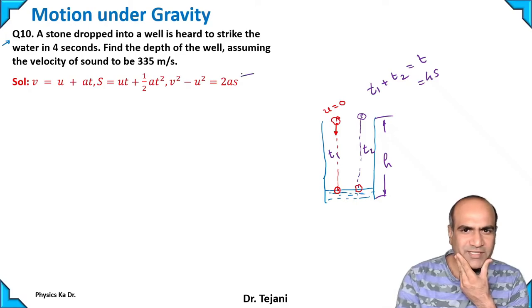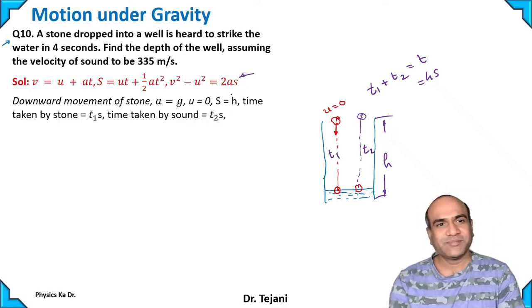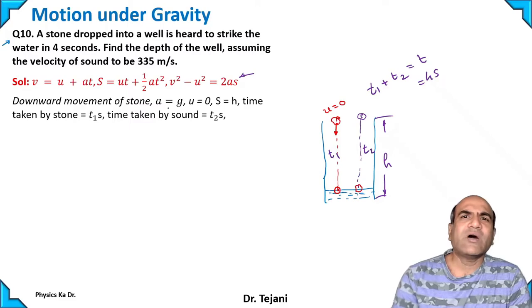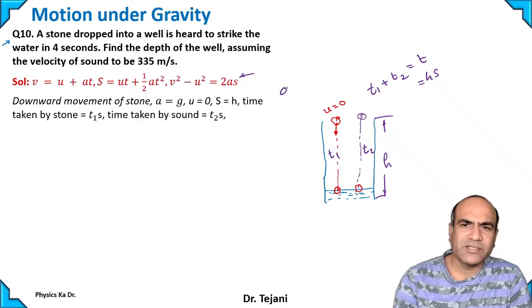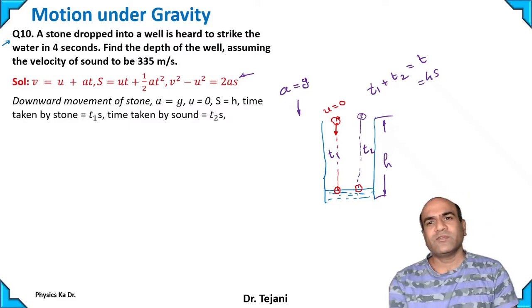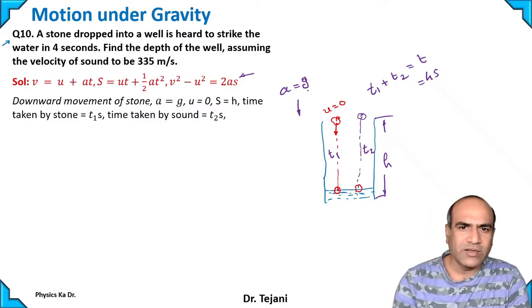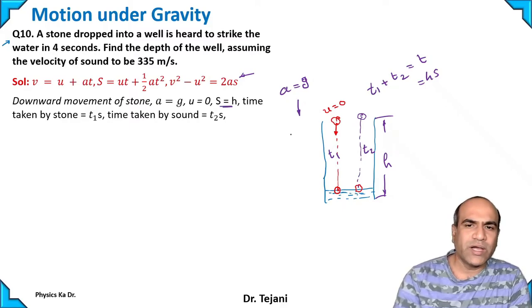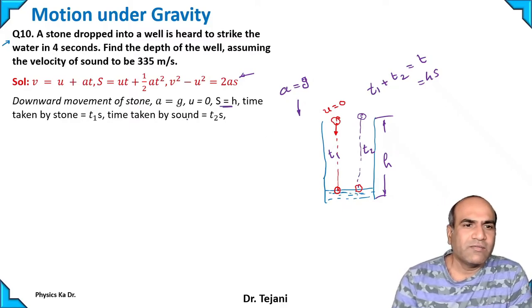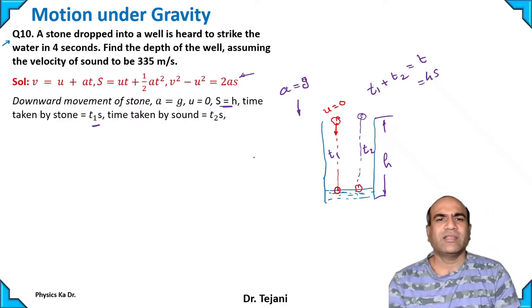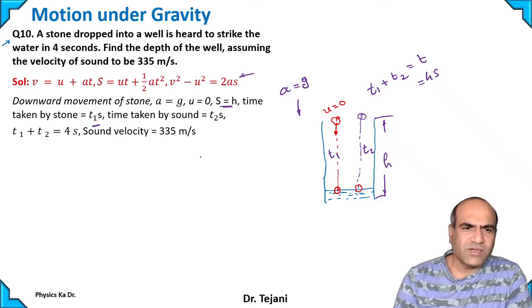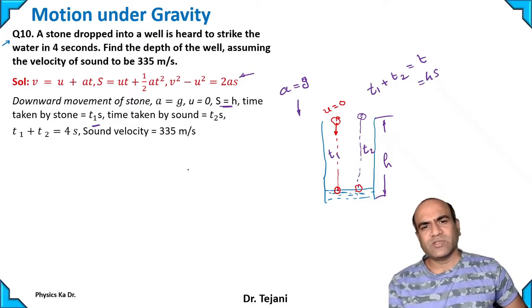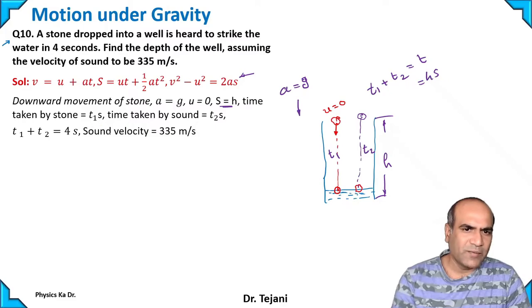Universal equations are here. Use this equation. For the downward movement of this stone, we know that acceleration is equal to g. Start with u is equal to 0, s is equal to the height of the well, and let us assume t1 is the time taken for that and t2 is for the sound. So for the first case, t1 plus t2 is equal to 4 seconds. That is given, right? We already discussed all this.